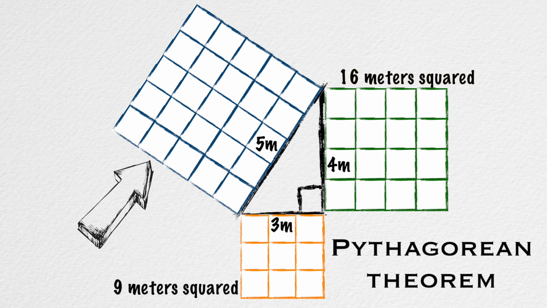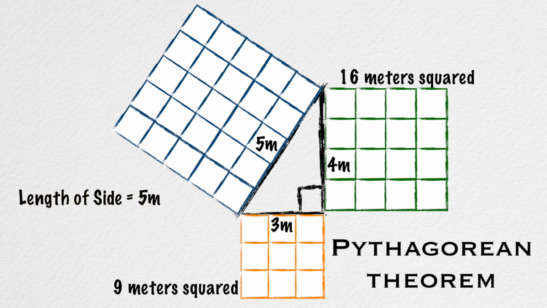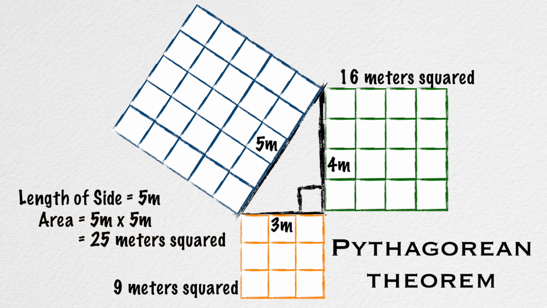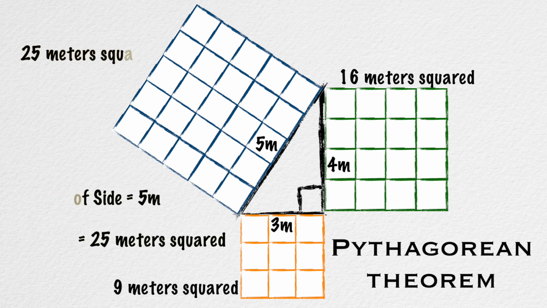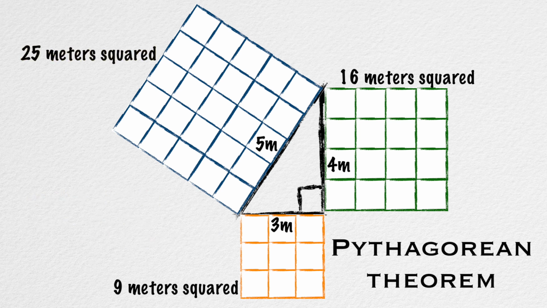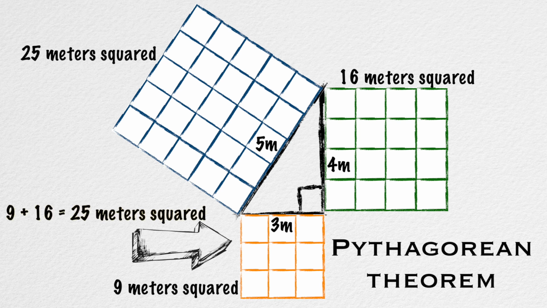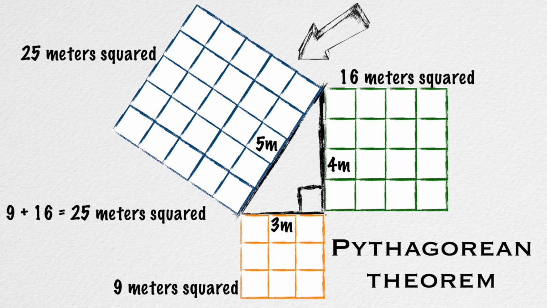Now, let's look at this final square. The side of this square is 5 meters. So, 5 times 5, which is 25 meters squared. Notice anything interesting? Well, if we add this square and this square, which is 9 meters squared, plus 16 meters squared, we get 25 meters squared, which is the area of this square, whose side is the hypotenuse.